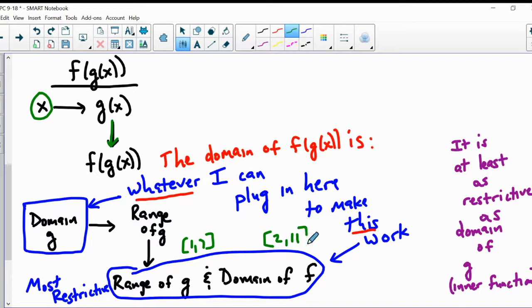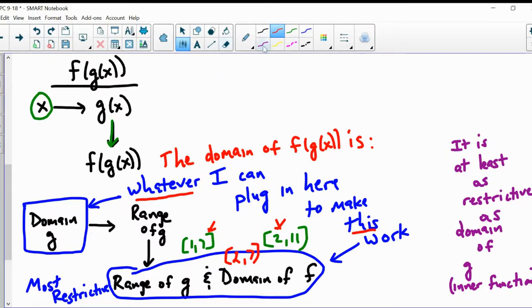So if, for example, the range of g is [1, 7] and the domain of f is [2, 11], where do these things overlap? What is the most restrictive of these two things? The most restrictive of these two would be 2 to 7, because 2 is included over here, 7 is included over here, but anything above 7 can't work here, and anything below 2 can't work here. So that's kind of like the restrictions.